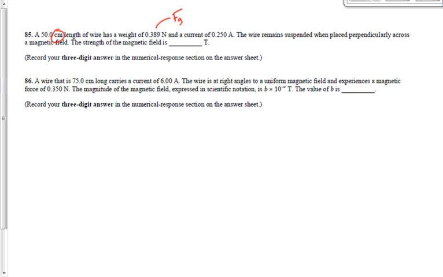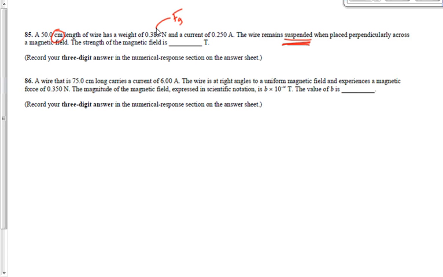There's a current of 0.250 amps. The wire remains suspended. That's a key word there, right? Placed perpendicular across the magnetic field. The strength of the magnetic field is what? What are we going to do with this? What are we going to do? Not sure where to start?